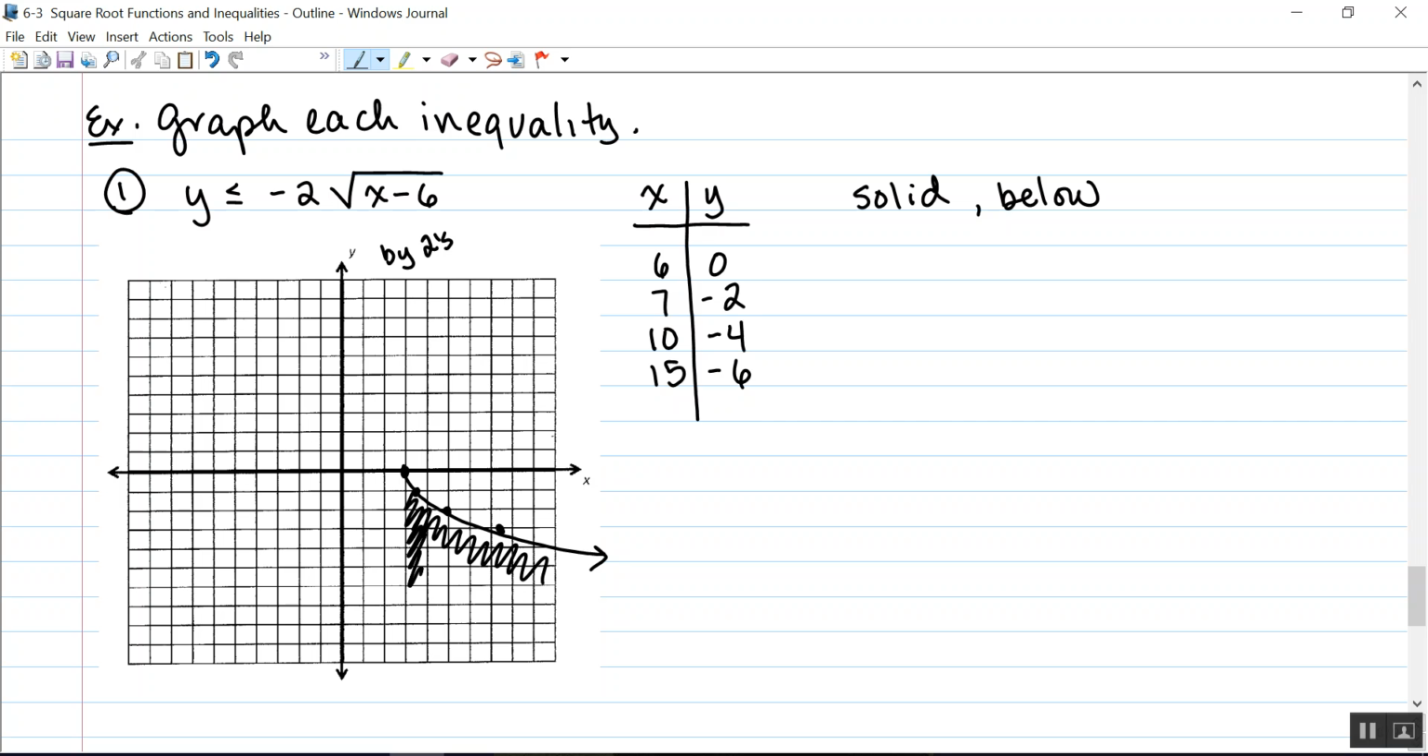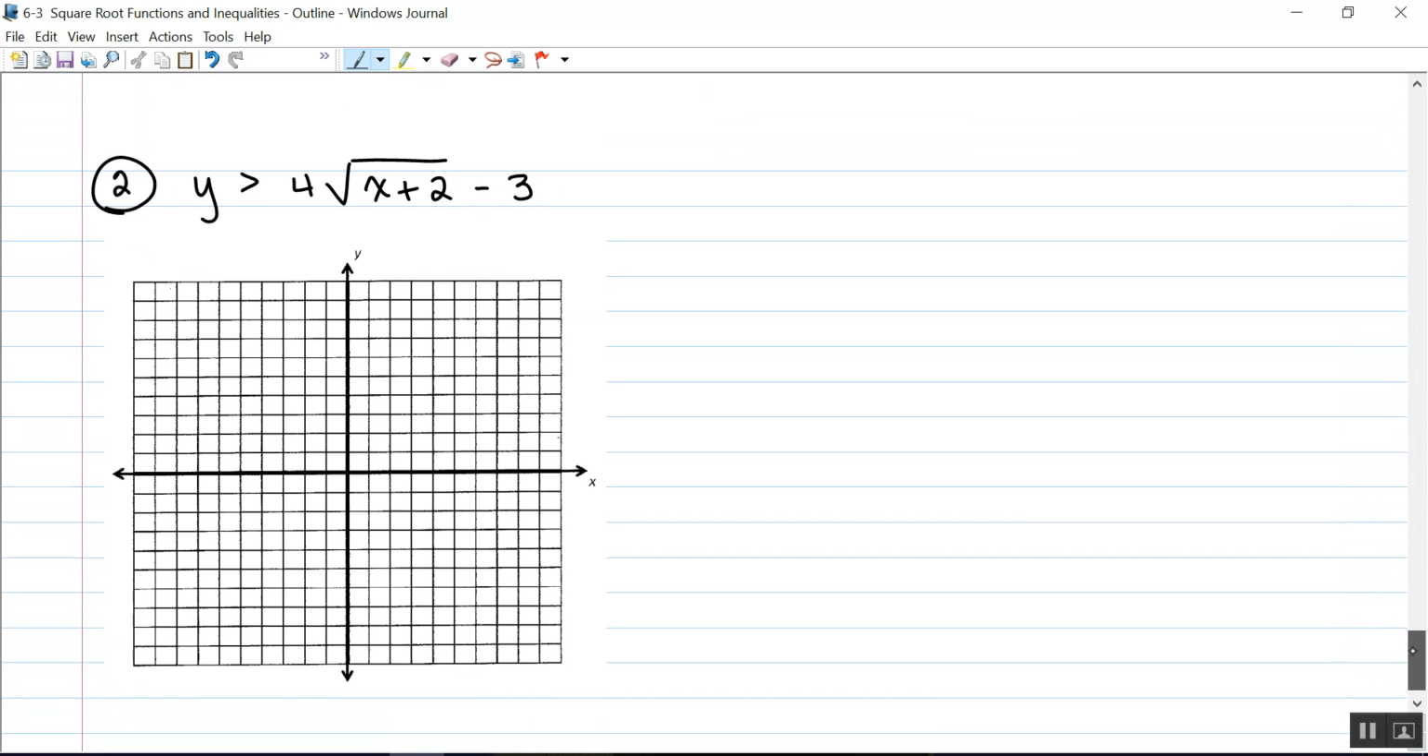Now, don't go any further left than your vertex is. Just shade all of that in there. And that's the square root inequality. And remember what this means is that any point in this region here works in the inequality. Okay, and let's take a look at one last example here.